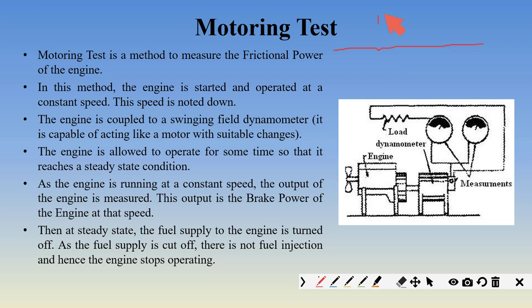What was the RPM that we agreed upon? Say 1500 RPM. Initially, the engine itself was running at 1500 RPM. Now when we stop the fuel supply and we start the motor, the motor is running the engine at 1500 RPM. Now imagine what is happening inside the engine.